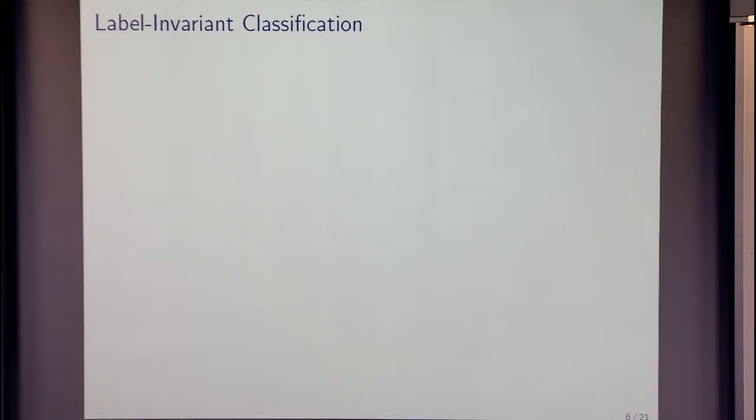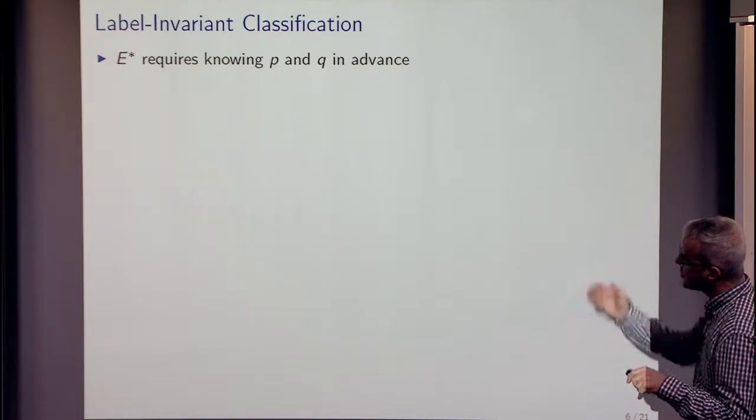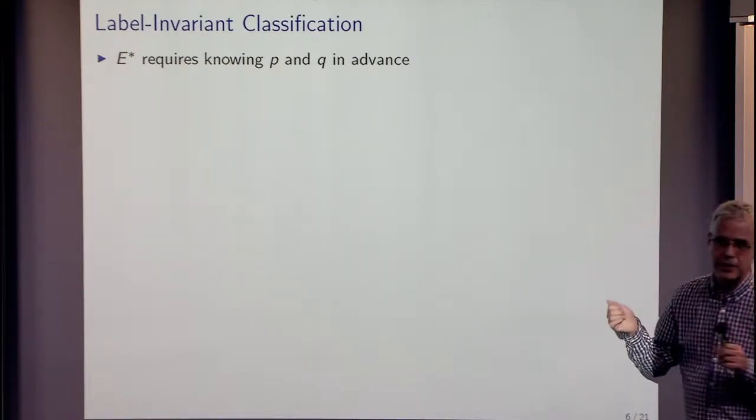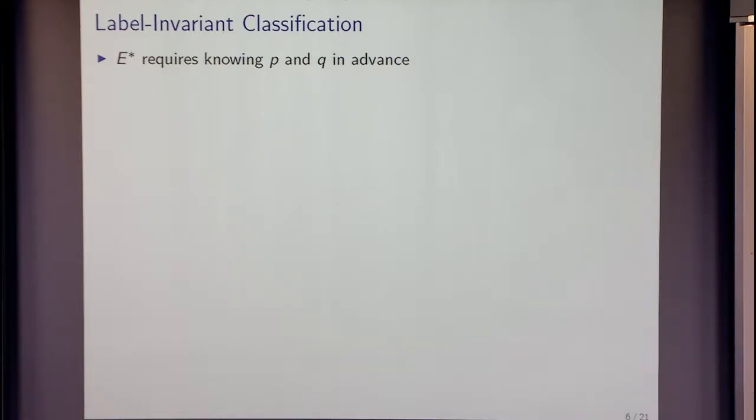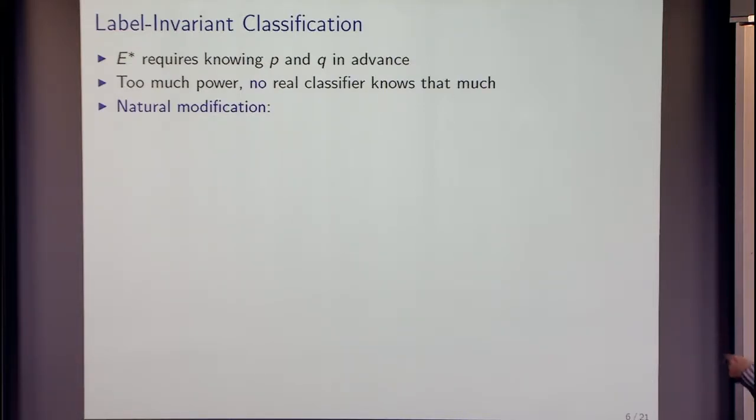So let's talk about label invariant classification. E star, the omniscient classifier, requires knowing P and Q in advance. Okay, and that's maybe a little too much power to give the estimator. To compare ourselves to someone who knows the distribution in advance, nobody knows that. So that's maybe a little too much power to give this classifier that we're comparing ourselves to. No real classifier knows that much. So maybe we can make a natural modification and compare to more realistic classifiers.